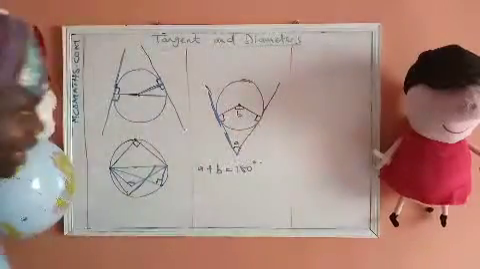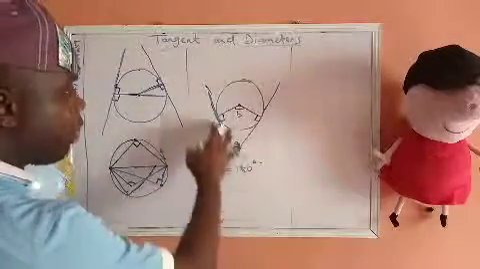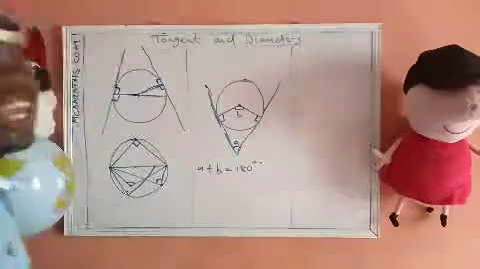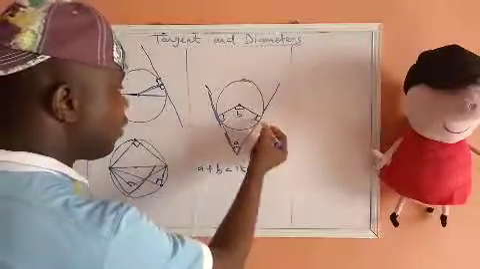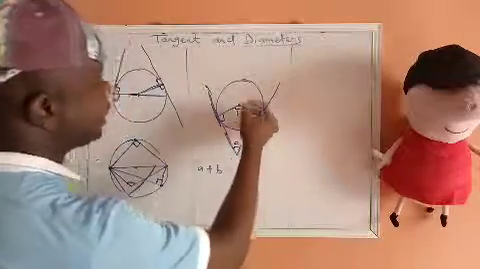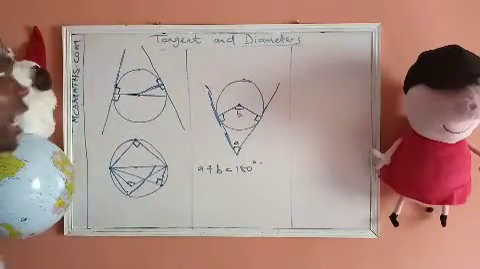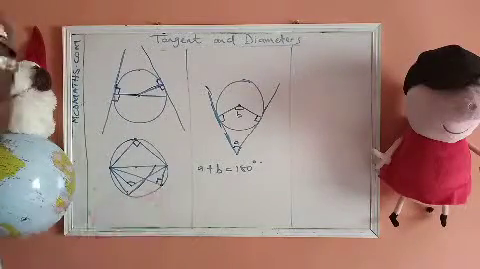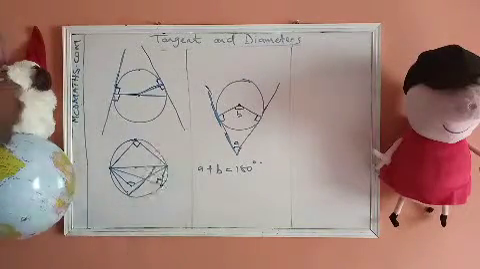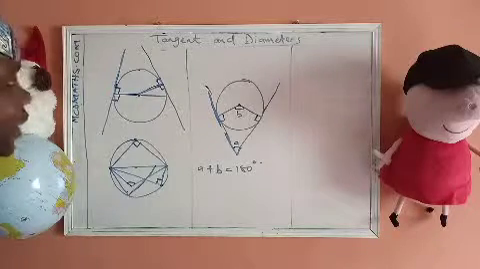In fact, the kind of shape formed by this is always a kite. This angle and this angle are equal, then this and this add up to 180 degrees. Now, in our next video, we shall be going through some of the examples that have to do with tangents and diameters.